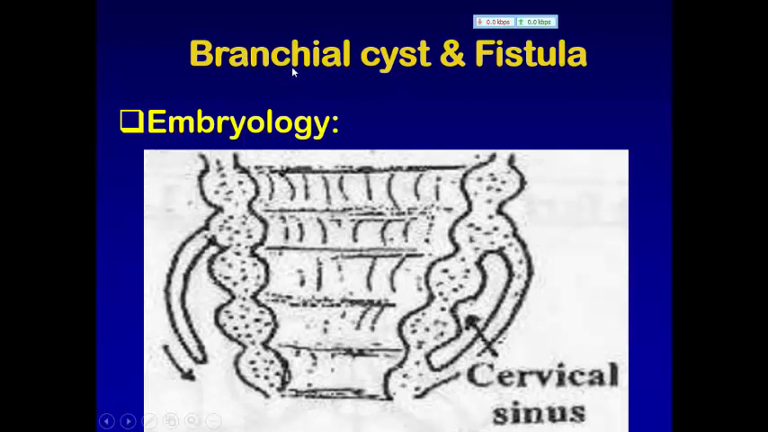Before we start to talk about this, we will start with the embryology of the neck. In the embryo, the neck starts to develop between the head and the developing heart. And during this development, there will be 5 ridges developing on each side of the neck called branchial arches.